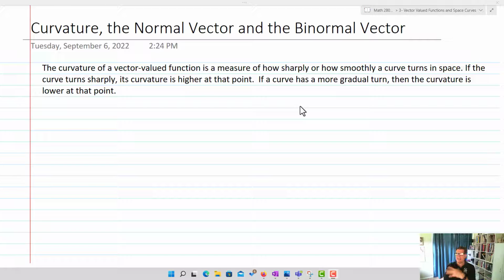So the next topic that we're going to be looking at is curvature, the normal vector and the binormal vector. We'll start out with curvature. And so the idea of curvature, or the curvature of a vector-valued function, is a measure of how sharply or how smoothly a curve turns in space.